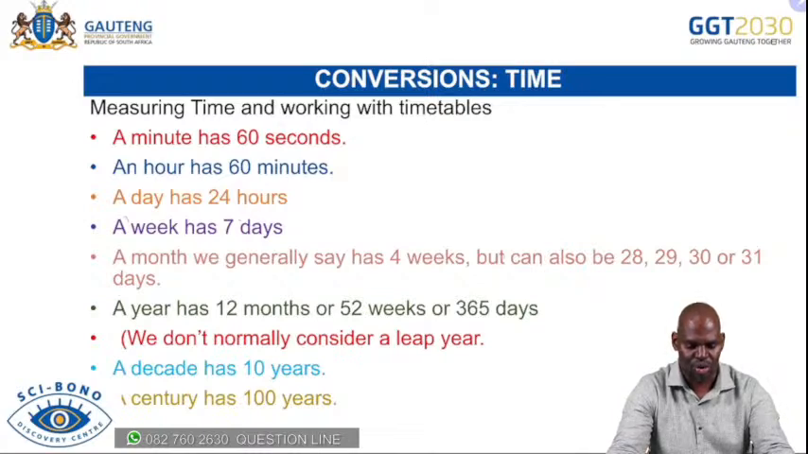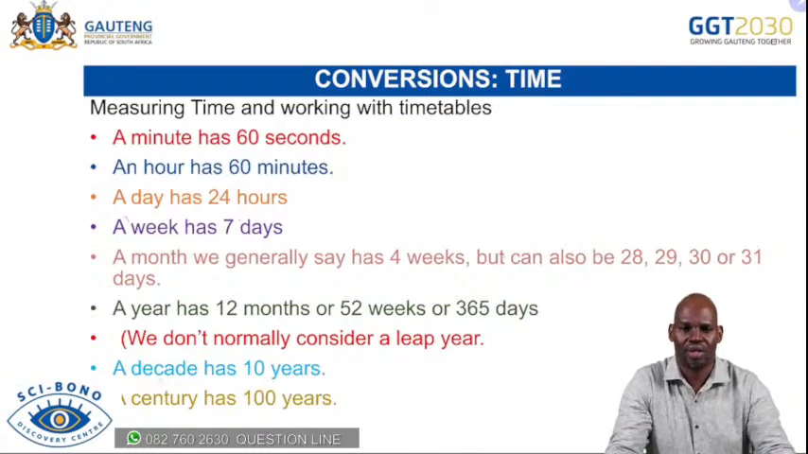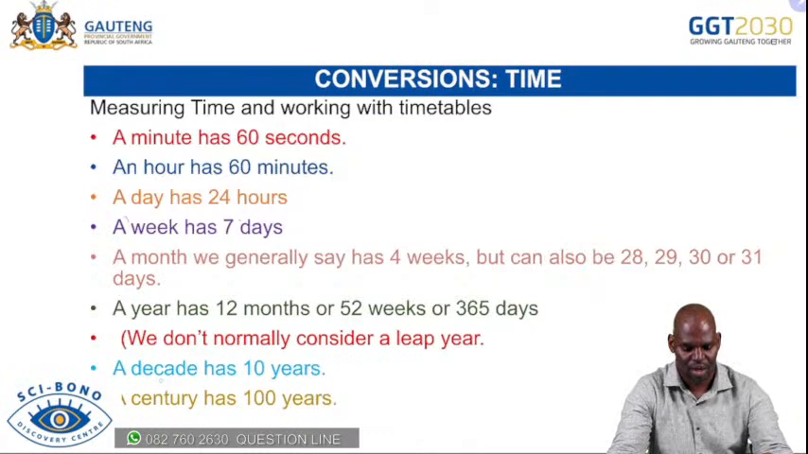A decade, once we say it's a decade, a period of a decade, there we are referring to 10 years. If it's 2 decades, it's going to be 20 years. If it's 3 decades, it's going to be 30 years. Then a century has got 100 years. So if it's 2 centuries, it's going to be 200. 3 centuries is going to be 300 years.